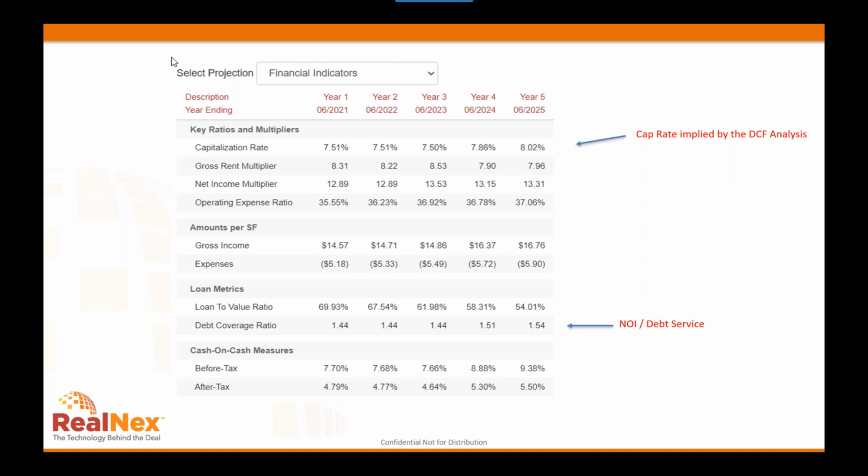Some of the loan metrics. We started off with a loan, remember, that was around 70%. By the end of year one, it's down a little bit. By the end of year five, in this case, we've got it down to 54%.